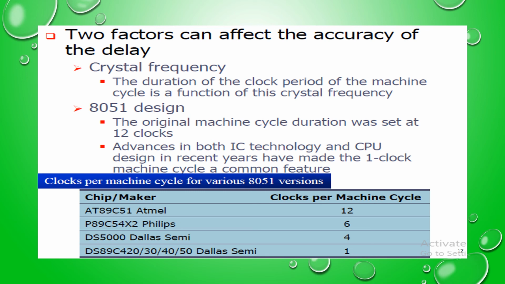In case of Atmel's 89C51, which we are taking as a reference controller for our entire practical sessions, it is 12 clocks per machine cycle. P89C54X2 Philips, 6 machine cycles. DS5000 Dallas Semi, it takes 4 machine cycles, and the DS89C420, 430, 440, 450 series, it is taking only one machine cycle. So this is the kind of advancement you can see.